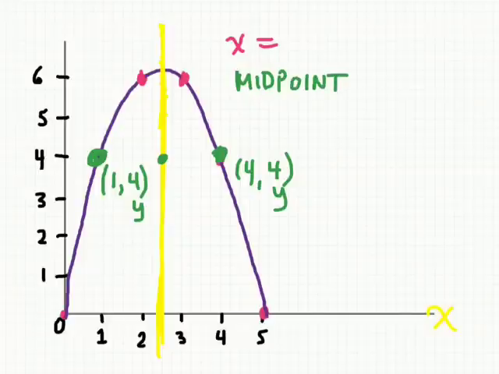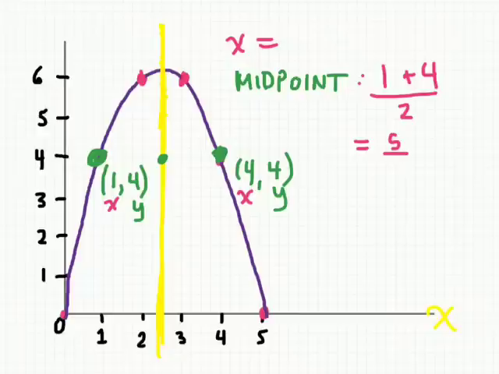x1 plus x2 over 2. Find the midpoint using our x coordinates. So what's halfway between 1 and 4? Halfway, we're going to divide by 2. 1 plus 4 is 5, divided by 2 equals 2.5. Exactly. Did this hit at 2.5? Yes. Okay, let's try the other one.